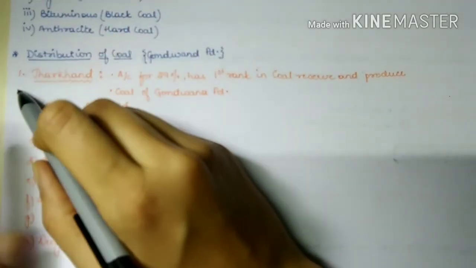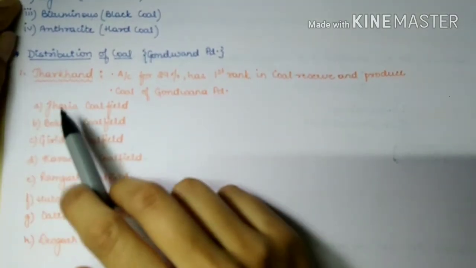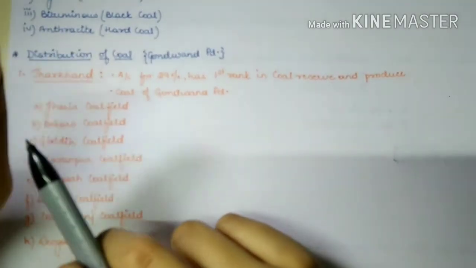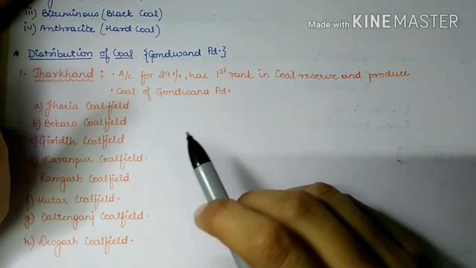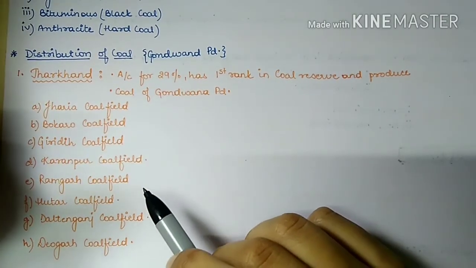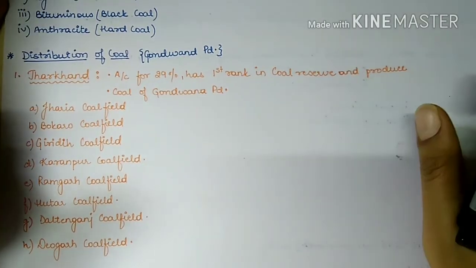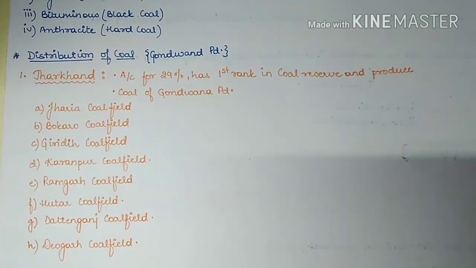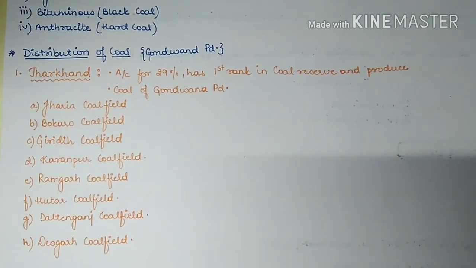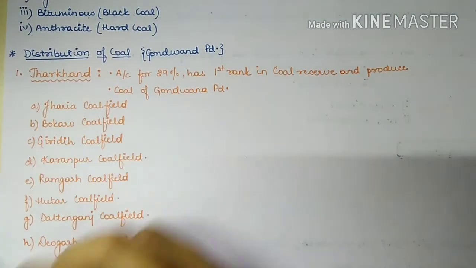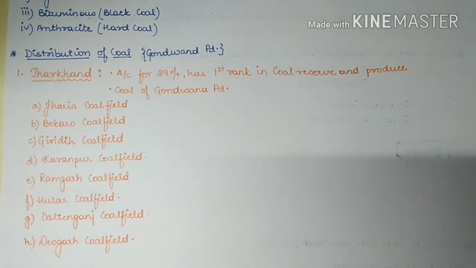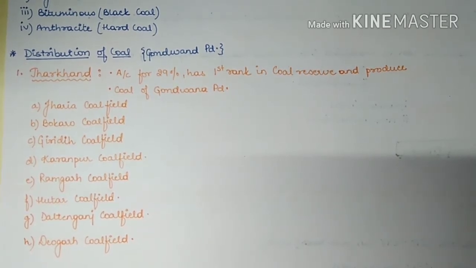Now the first state in the distribution of coal is Jharkhand. Jharkhand ranks first in the coal reserves and production of coal in India. It accounts for about 29% of coal reserves in India. So in Jharkhand, we have first our Jharia coal field. Jharia coal field is the largest and most important coal field of Jharkhand. Okay.